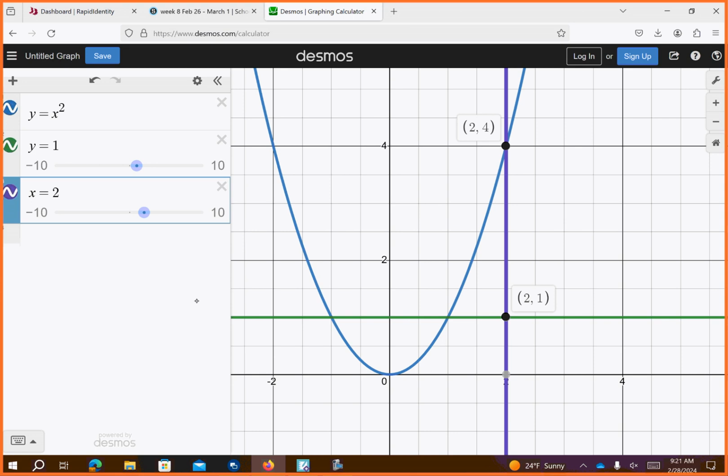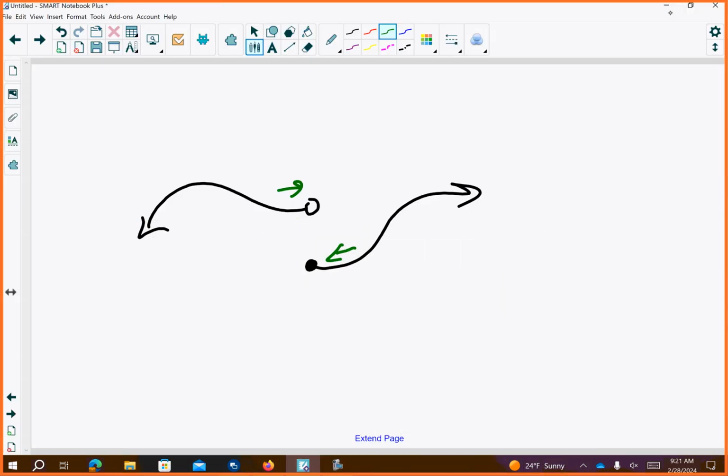Does that purple line cross both the green and the blue at the exact same point? When I say point, that means the x and the y value are the same, whereas (2, 4) is a different point than (2, 1). So I just wanted to think about that for a sec. How are those things being transposed?